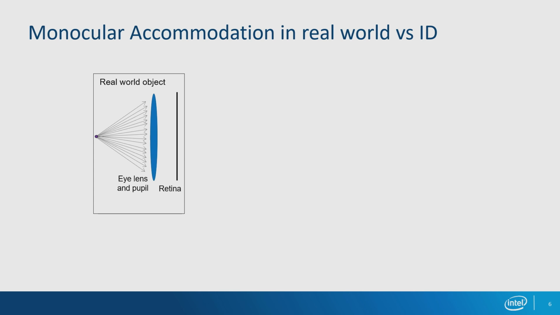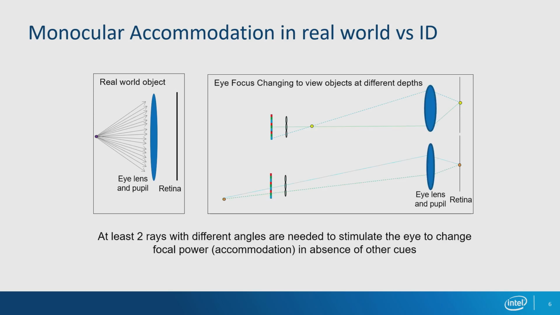So in the real world, when we have a point at a given depth, it emanates rays at different angles, which enter the pupil of the eye and converge on the retina. So from geometry, we can see that for finding out the depth of the exact point you're looking at, you need at least 2 rays coming out of the object, so that the lens of the eye can change its focal length to bring that point in focus on the retina.